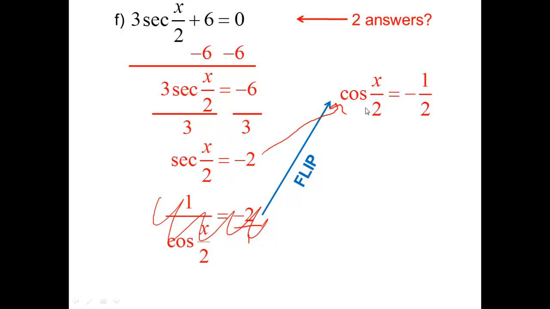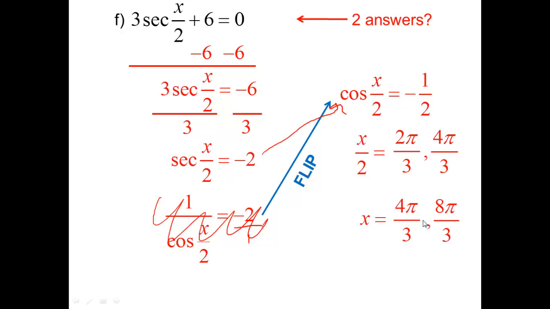Now I'm ready to go ahead and go to my unit circle. Cosine is -1/2. Well, cosine is negative in quadrants 2 and 3. Cosine is 1/2 at the pi over 3 intervals. So I want 2 pi over 3 and 4 pi over 3 to represent second and third quadrant. To get rid of the division by 2, I will multiply by 2. So that's going to affect the numerators, which means I get 4 pi over 3 and 8 pi over 3.